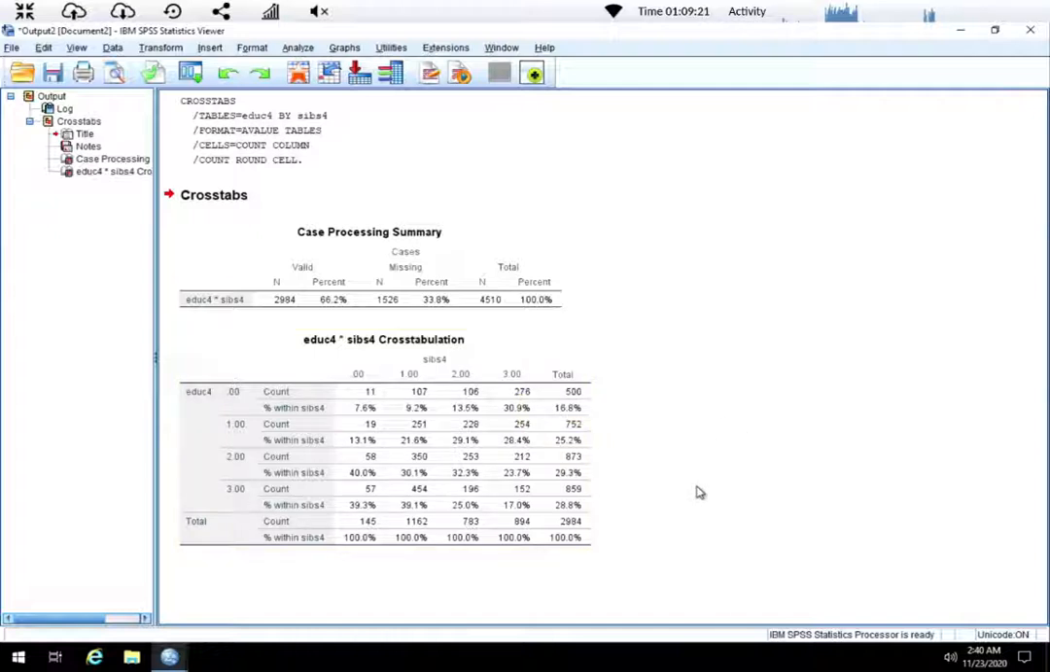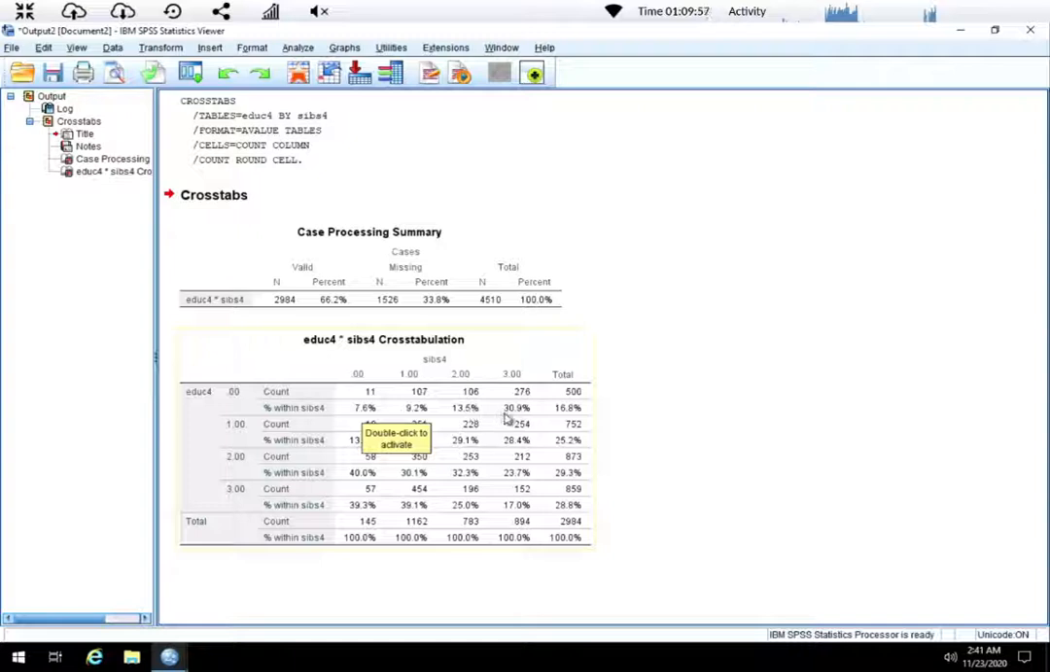Okay. So you can quickly glance at this and see that there is a relationship between the number of siblings that people have and their educational attainment. You can see there's a difference in the percentages if you look within a row across the columns. You can see the differences here. And we want to know the strength of the relationship. So we're going to look for the highest percentage and the lowest percentage in each row.